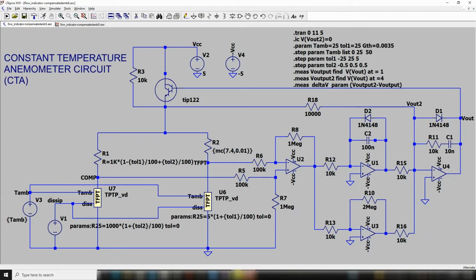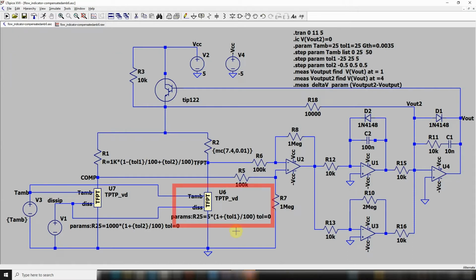This circuit is a classical constant temperature anemometer schematic, or CTA, where the TFPT replaces the hot wire. The TFPT 0402 ohm is placed in a Wheatstone bridge. Another TFPT, ohmic, is used in the other branch of the bridge in order to bring a correction for ambient temperature changes. At time 0, R1 is used for balancing the bridge.